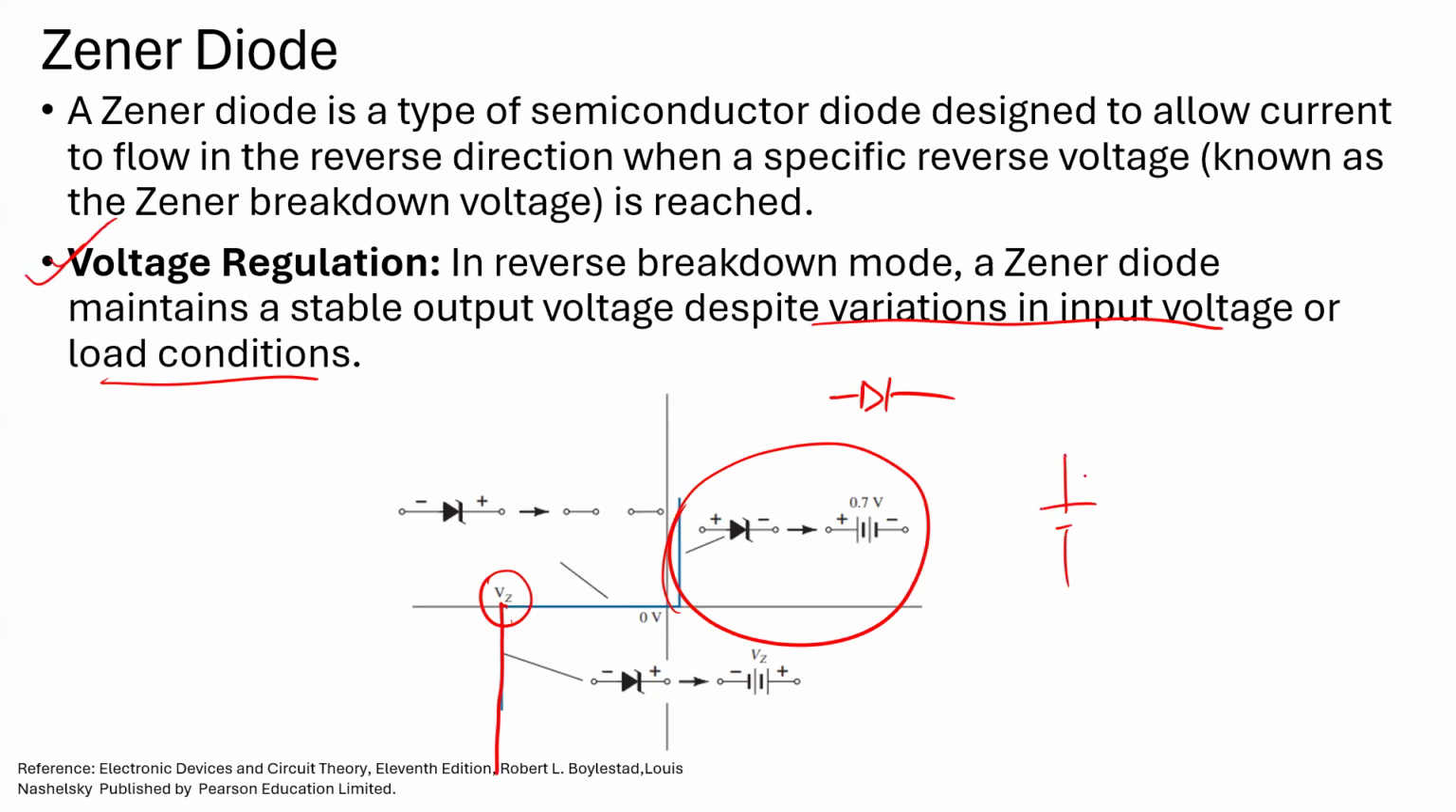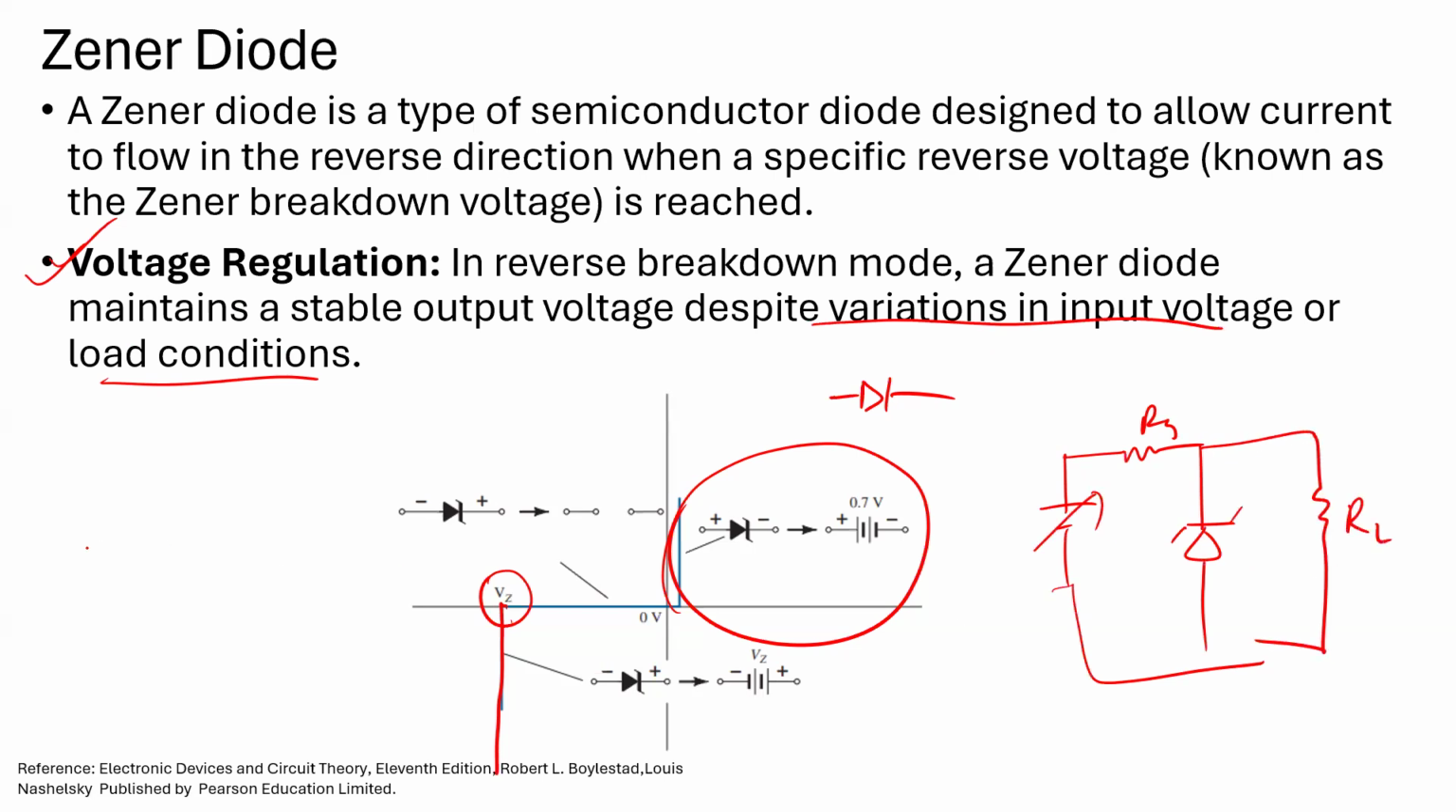So if we have a voltage source like this, and a Zener diode like this, this is the symbol of the Zener diode. If the voltage is greater than or equal to Vz, the breakdown voltage, then the output voltage, this is the V output, will be fixed at Vz.